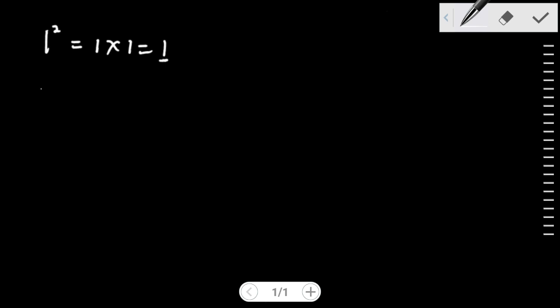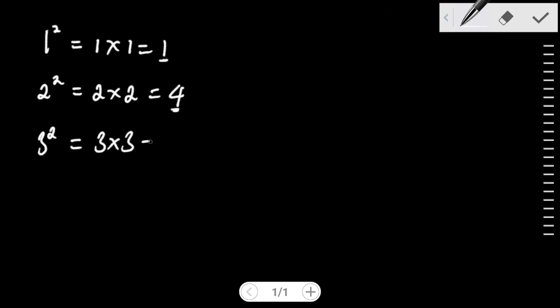And if I have 2, it would be squared, and this would be 2 times 2 equaling 4. And so this is the square of 2. If I have 3 squared, this would be 3 times 3, giving me 9. And therefore, this is the square of 3. If I have 4 squared, it would be equal to 4 times 4, giving me 16. And then this is the square of 4.